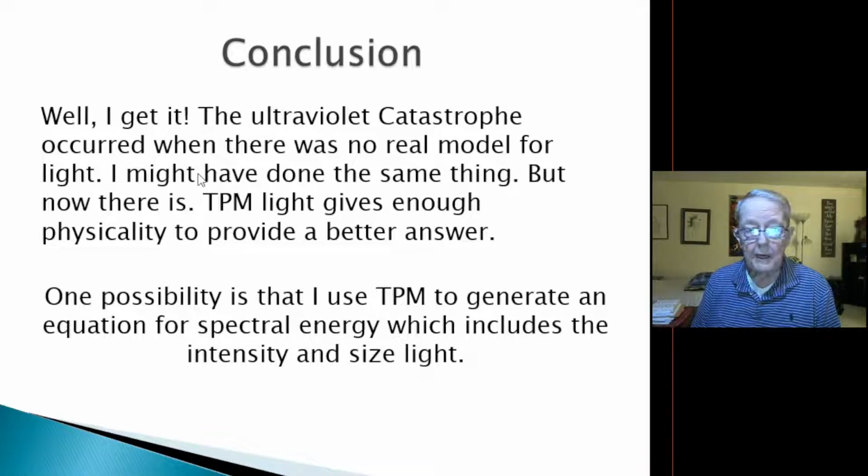So the conclusion. Well, first of all, I get it. The ultraviolet catastrophe occurred when there was no real model for light. I might have done the same thing, but now there is a model for light. TPM gives enough physicality to provide a better answer. One possibility is that I use TPM to generate an equation for the spectral energy, which includes the intensity and size of light. Well, this isn't exactly my forte here, but maybe someday I'll tackle that problem.